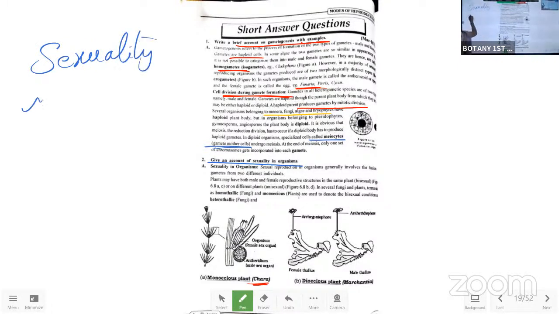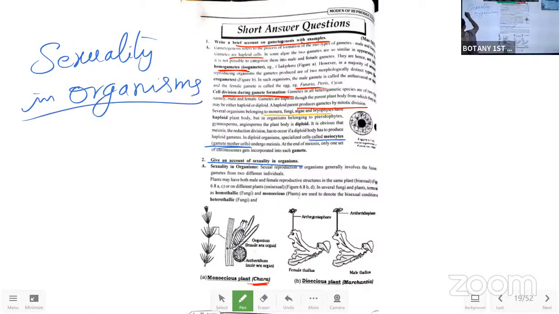Sexuality in organisms. So what is meant by sexuality? That is the formation of the male and the female sex organs in the plant body. Here, the production of the male and the female sex organs for going with sexual reproduction is called sexuality in the organisms.